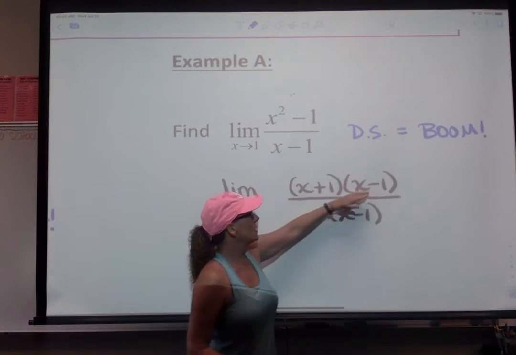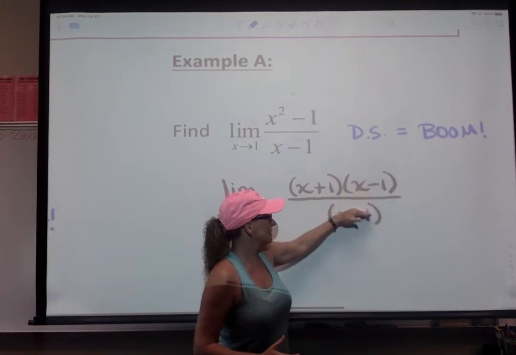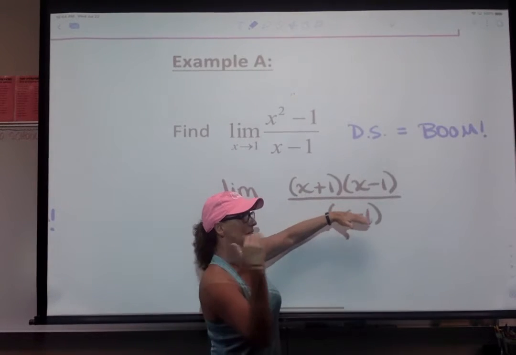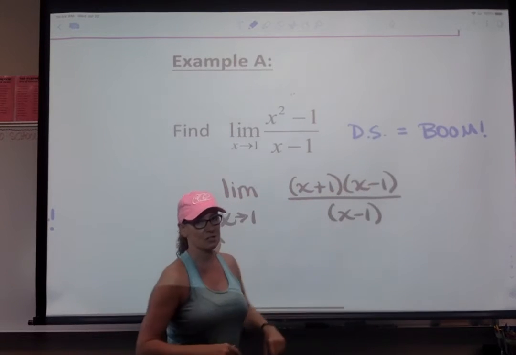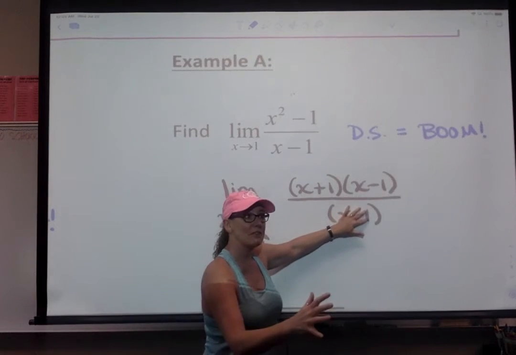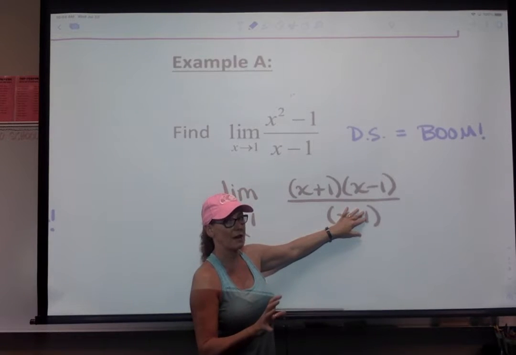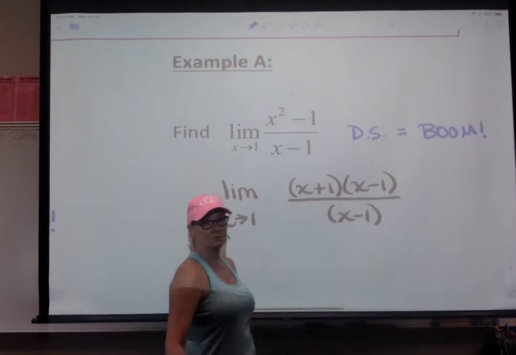So basically, in this case, it's a hole because I see this both places. X equals 1 is going to make my denominator and my numerator 0. A hole occurs there. If it only made the denominator 0, it would be a vertical asymptote at 1. But since it does both, it's a hole.